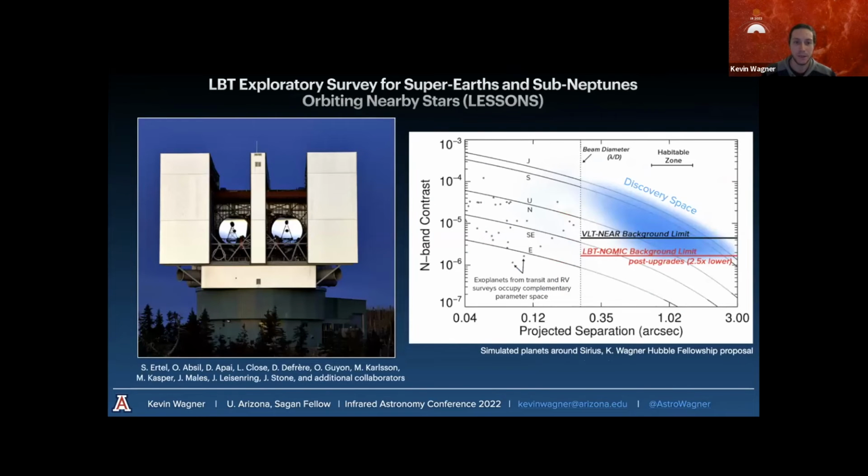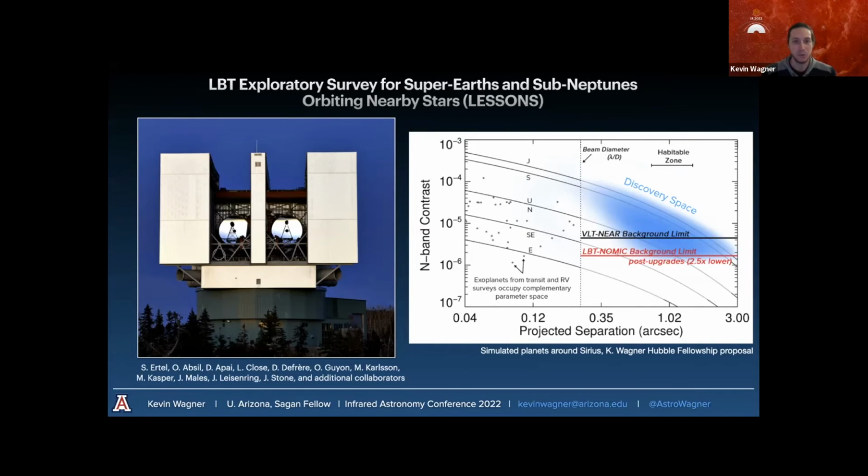So building on this work, I've been leading a large program on the LBT focused on translating many of the lessons of NEAR and also on developing some new strategies in order to perform MidIR exoplanet imaging. The acronym for our program is called LESSONS, which is only slightly less ambitious than the NEAR acronym. We're focused on super Earths and sub Neptunes, going for a bit shorter exposure times, but imaging a larger volume of targets.